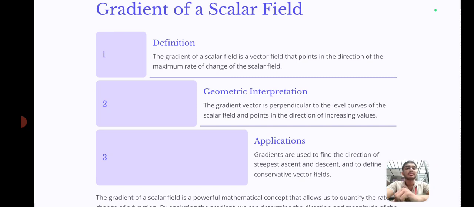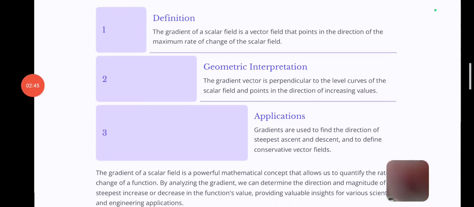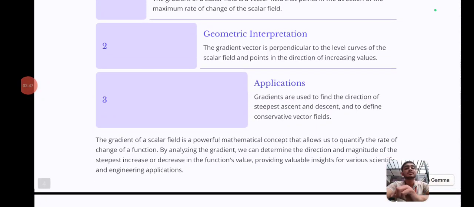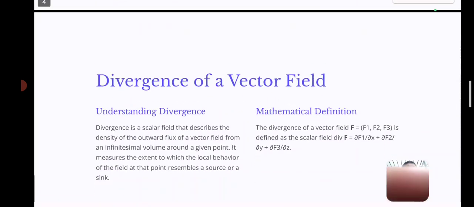The gradient of a scalar field is a powerful mathematical concept that allows us to quantify the rate of change of a function. By analyzing the gradient, we can determine the direction and the magnitude of the steepest increase or decrease in the function values, providing valuable insights for various scientific and engineering applications.